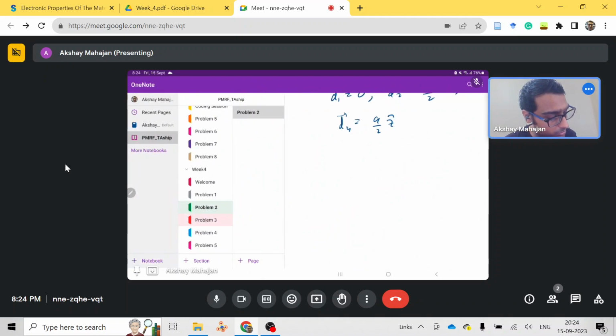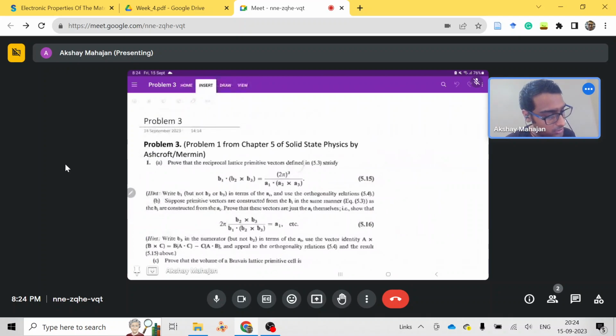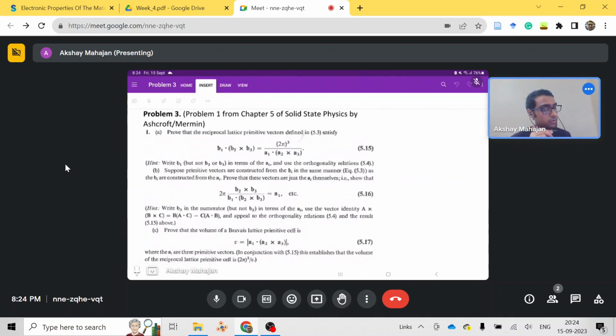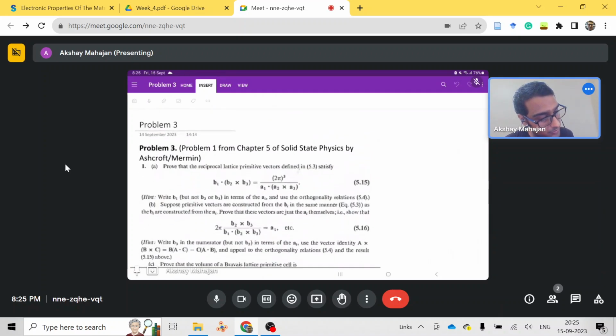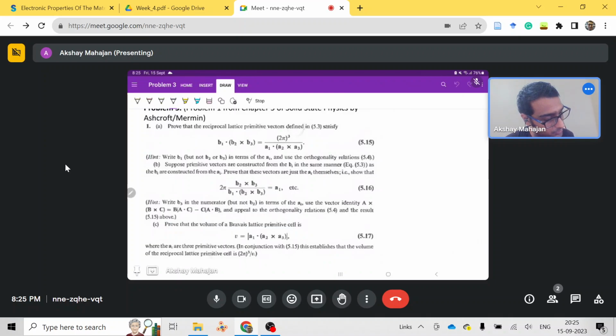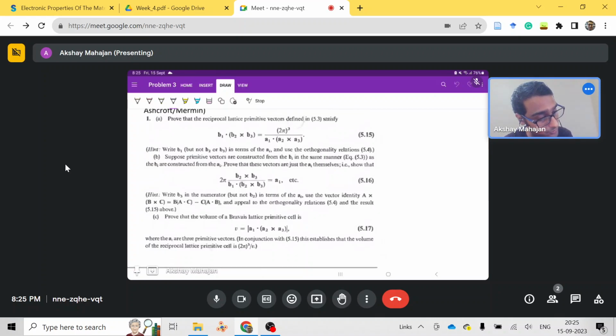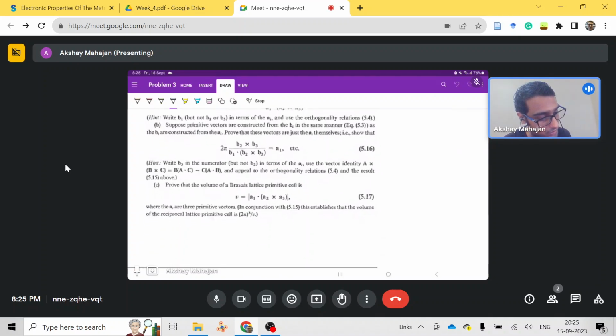Okay, now let's just go to problem number 3. It's already 8:24. Alright, so problem number 3 is taken again from Ashcroft and Mermin. It is problem 1 from chapter number 5. Okay, so what we have to do here is prove that the reciprocal lattice primitive vectors defined in 5.3, which we know, have been given. I will just give you the equations again. So what we basically have to prove is that these b1, b2, b3 vectors, which are the reciprocal lattice primitive vectors, satisfy this condition. Okay, and they have also given a hint for us to solve it.